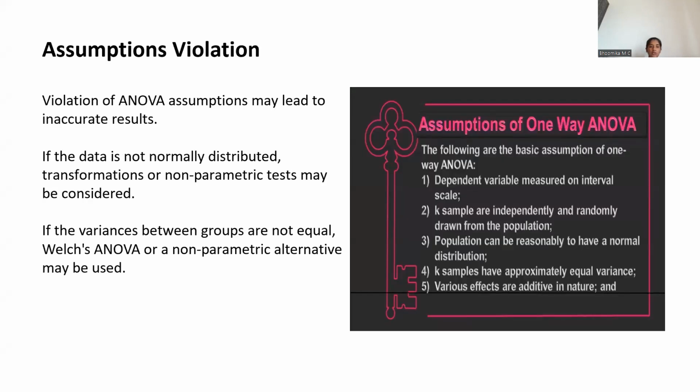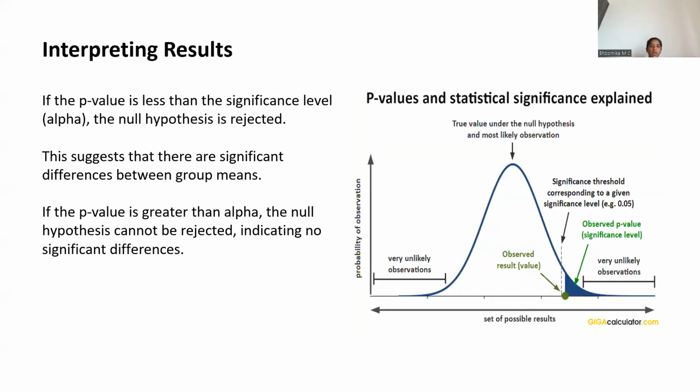Assumption violations. Violations of ANOVA assumptions may lead to inaccurate results. If the data is not normally distributed, transformations or non-parametric tests may be considered. If the variances between the groups are not equal, Welch's ANOVA or a non-parametric alternative may be used.